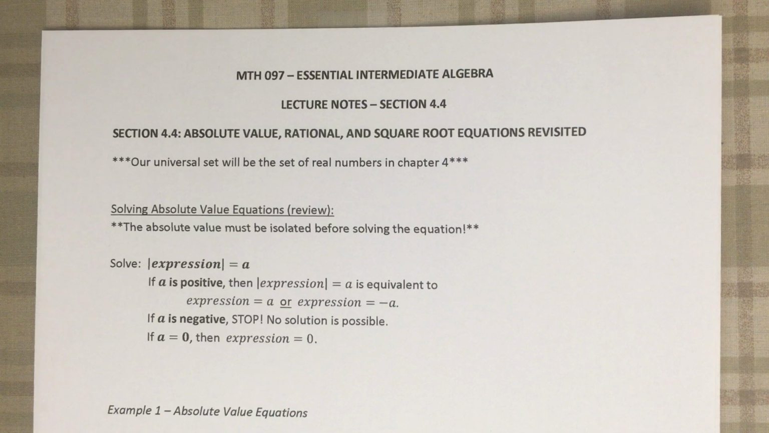If it is positive, we're going to have two equations to solve. We're going to set our expression equal to that positive number and then also set our expression equal to that negative number. If we do start with a negative number on the other side, then immediately we stop. We cannot proceed. No solution is possible because it's impossible for absolute value to be negative. And if we have a 0 on the other side, then our expression is going to be equal to 0. There is no such thing as positive or negative 0, so we only have one equation to solve.